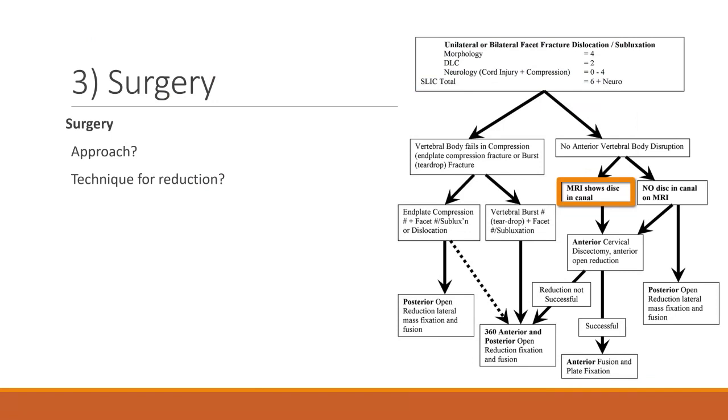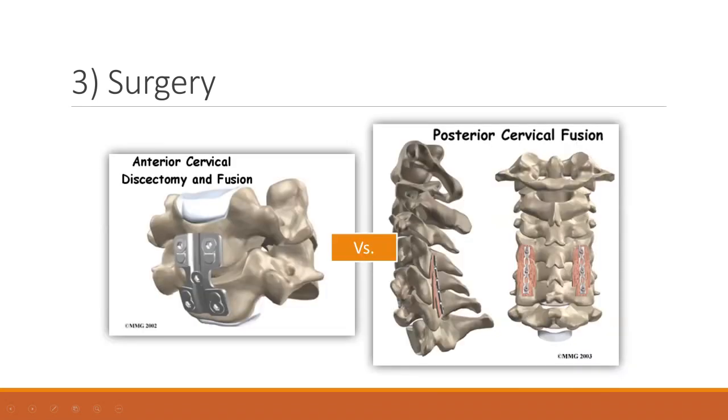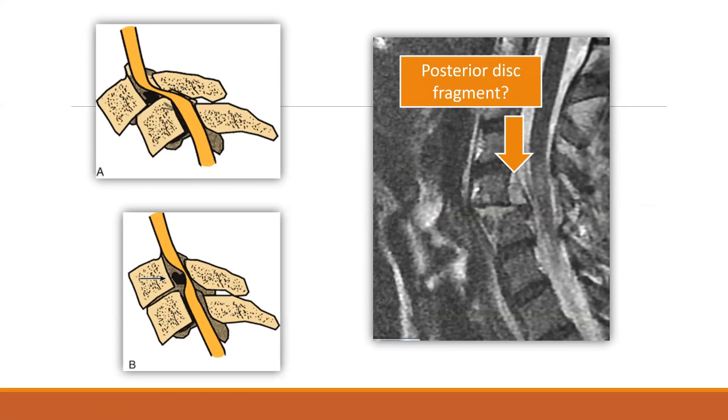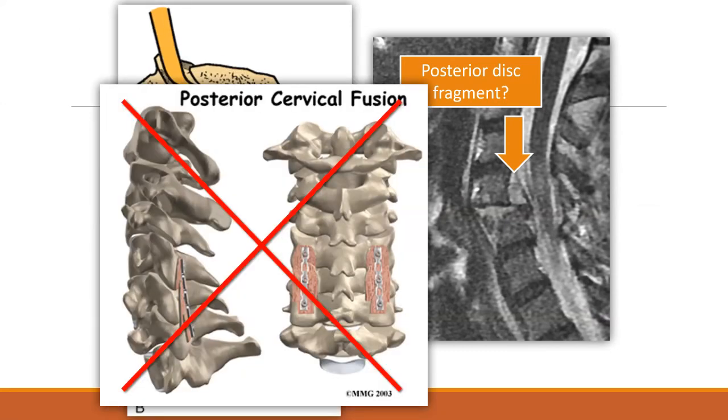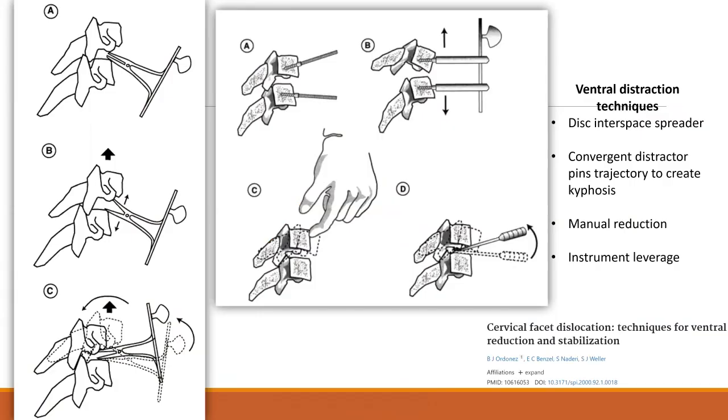And so at this point within our algorithm, we can see that there is disc within the canal. Our initial approach will be an anterior cervical discectomy with open reduction, given our closed reduction was not successful, with the consideration and possibility of moving to a combined anterior and posterior approach should we not be able to successfully reduce this fracture. As described earlier, we have this posterior disc fragment, therefore a solo posterior cervical fusion is not the appropriate procedure for this patient.